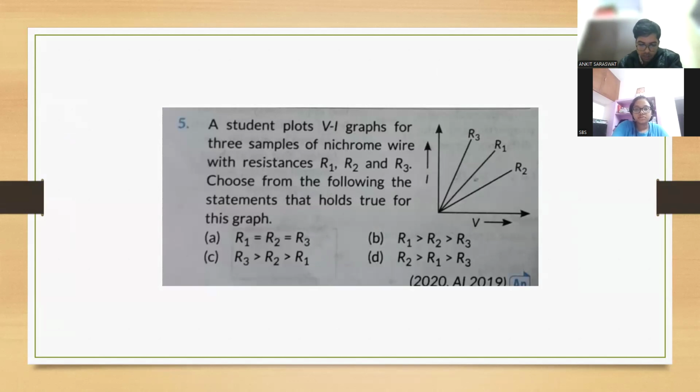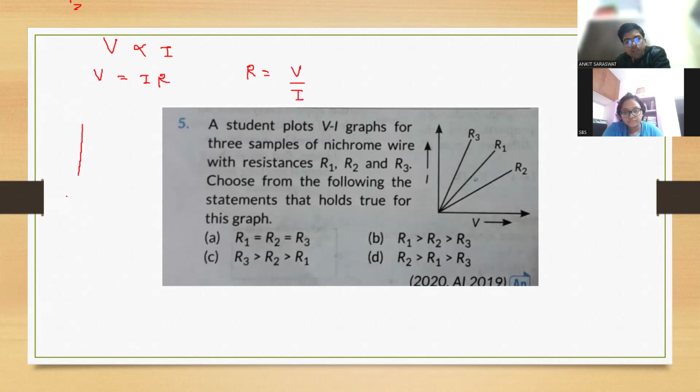Now, this is actually not that tough a question, but things need to be clear. Look here. You have learned what Ohm's law is: V proportional to I. Clear? If you remove the proportionality sign, you get a constant, that is I into R. So R is V by I. If you draw the V versus I graph, V proportional to I means the graph will be linear like this. Clear? And if you take any two points, this ratio is the slope.